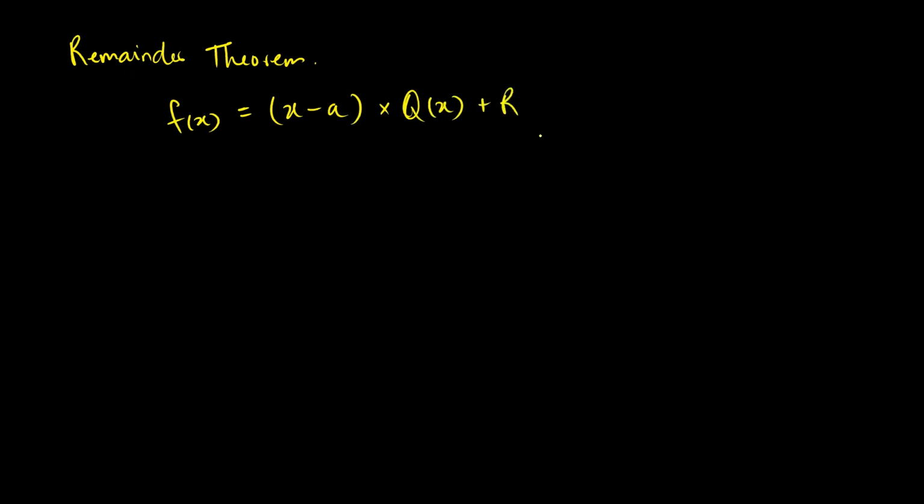All right, so let's talk about the remainder theorem. The general formula for the remainder theorem is given by, say, you have a function f of x that will be equal to x minus a multiplied by the quotient q of x plus the remainder. Now, you know that whenever you are doing the long division of polynomials, you'll have your quotient q of x, and you'll be dividing that by your divisor, which is usually x minus a.